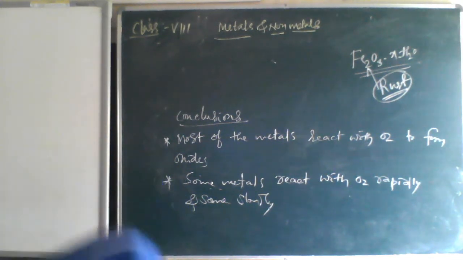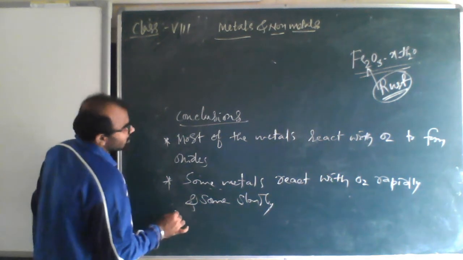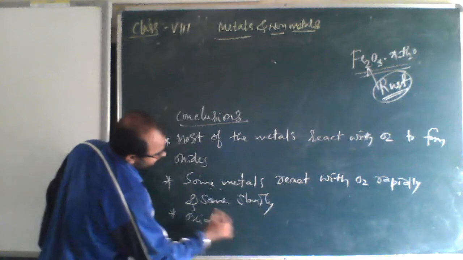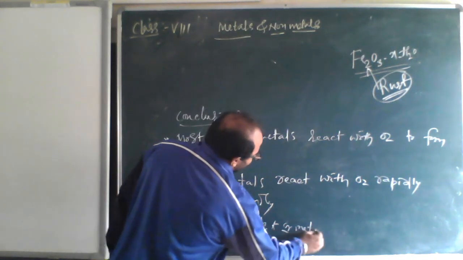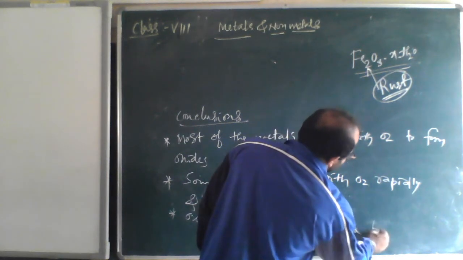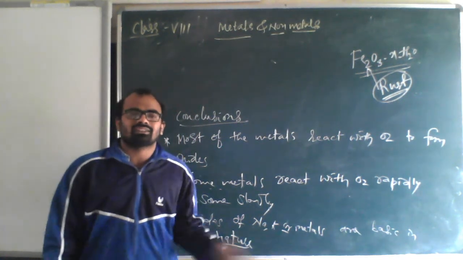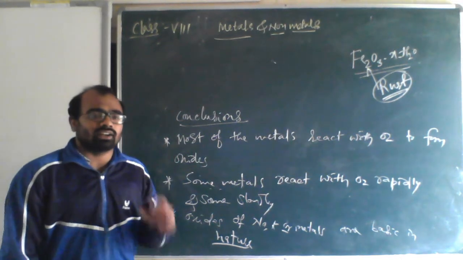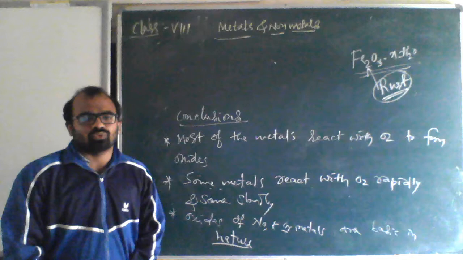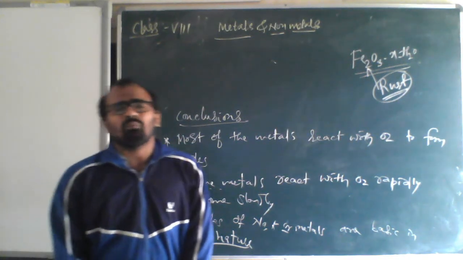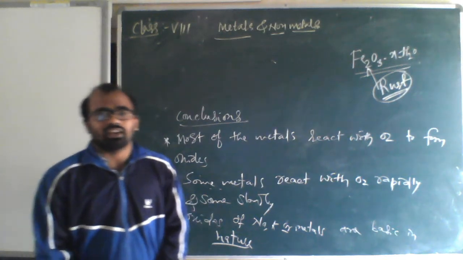So we'll move to the next concept. See here, the third conclusion: oxides of metals, say oxides of Na, or metals, are basic in nature. What do they do? They turn red litmus to blue litmus. They turn red litmus to blue, which means they are basic in nature. Generally we can say all metallic oxides are basic in nature, because one or two are amphoteric oxides.